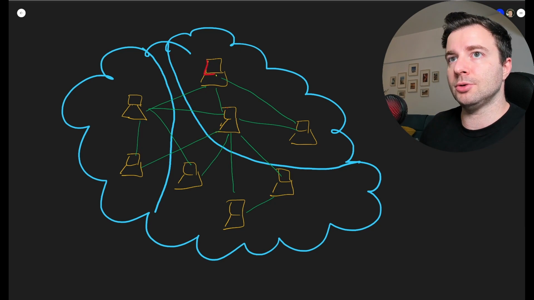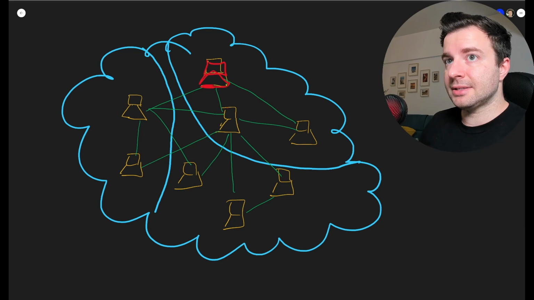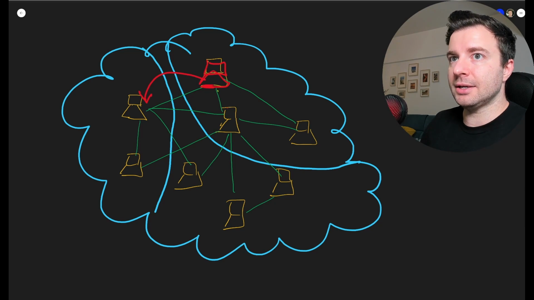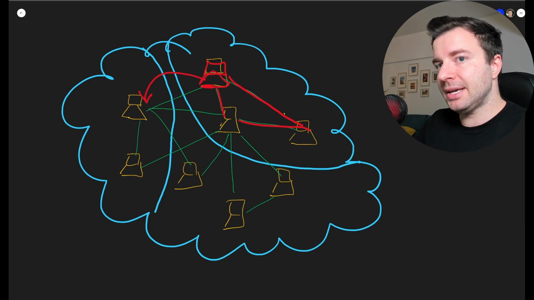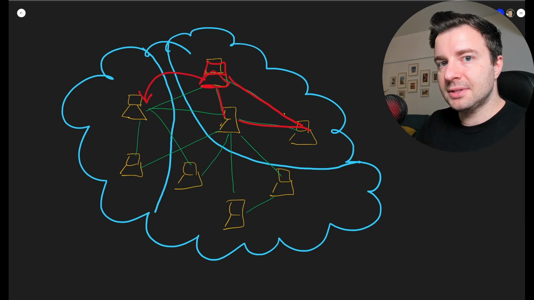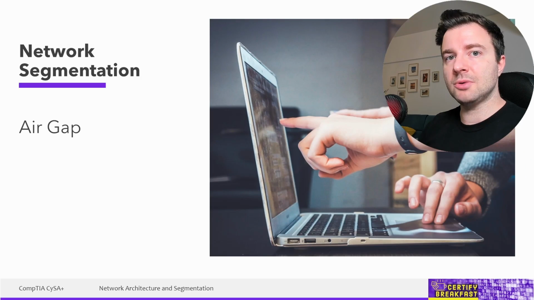If one of these hosts, let's say this one here, gets compromised by an attacker, chances are it's going to be much more difficult for the malware or for the attacker to bypass this network edge and jump into a different network. It's most likely going to infect all the other hosts in the same network, and you'll be able to at least contain that attack to a single network segment. Okay, so how do we do this?